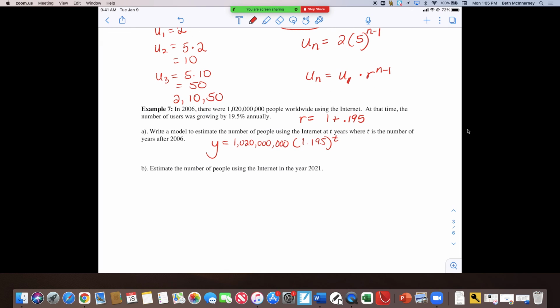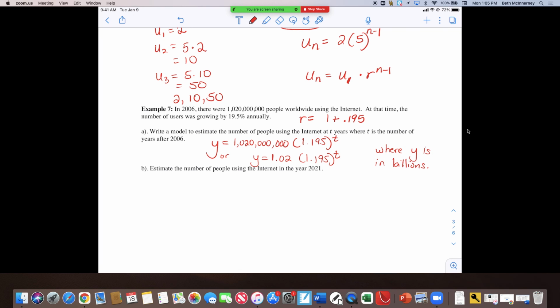So, do you see that's a lot of zeros to have? Another way to write this is you could say y equals 1.02 times 1.195 to the t, where y is in billions. You can do that. You don't have to do that. It's your choice. But oftentimes in math, we don't want to write out like 9 zeros. So we can condense it this way.